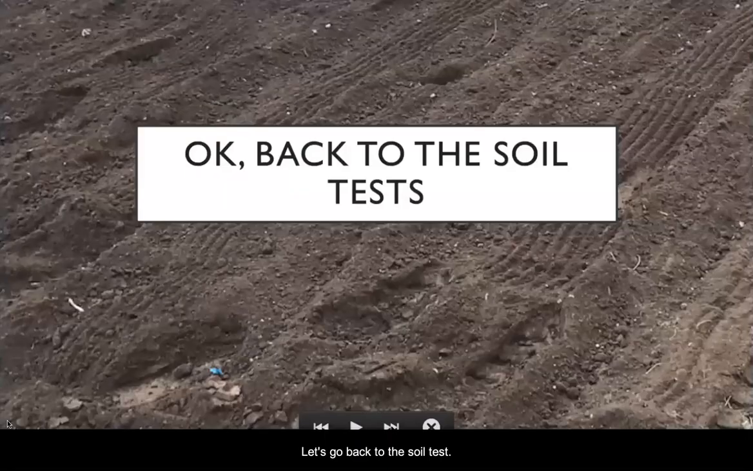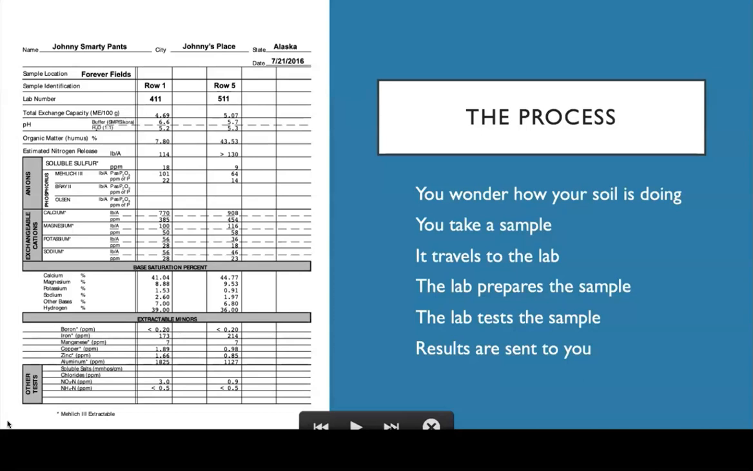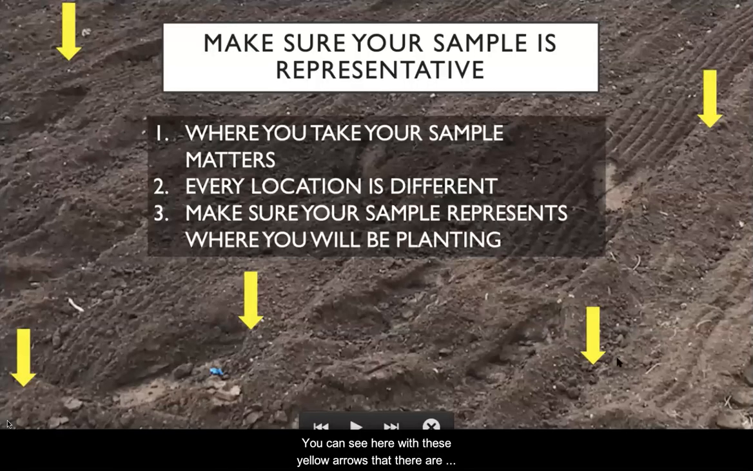Okay, so let's go back to the soil tests. When you send your sample off to the lab, this is an example of a report that you would get back. You can see here with these yellow arrows that there are 5 different spots across the soil area. Each one of those indicates a different soil range. Every one will be just a little bit different.